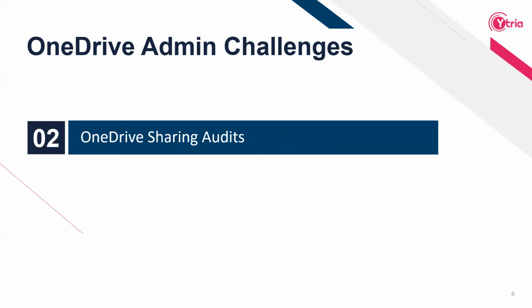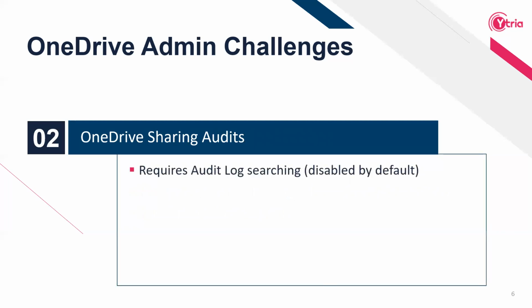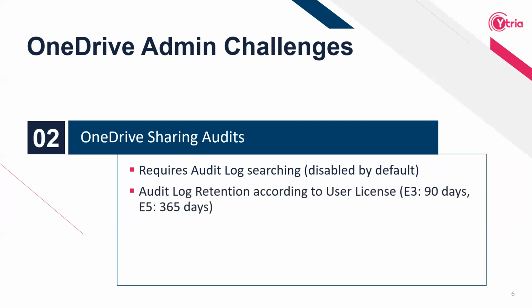The second major issue that we hear about is auditing the sharing status of OneDrive items. How do you normally do this in Office 365? Well, this requires audit log searches, right? And so by default, the audit log is disabled, which I'm not saying that's the best practice. So pretty much all the organizations that we work with have their audit logs enabled.